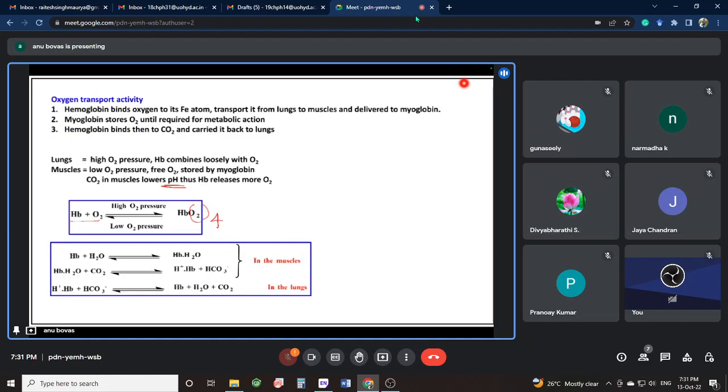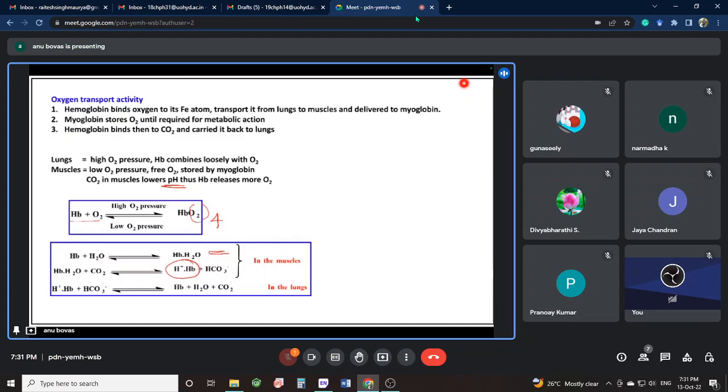So first what will happen? Hb will deliver oxygen. Now the Hb place is free, the water will combine, and we will get the first part, Hb·H2O. Now to Hb·H2O, carbon dioxide will come, and what we will get? Hb·H plus HCO3 minus. This is called hemoglobinic acid. These two things happen in muscles.